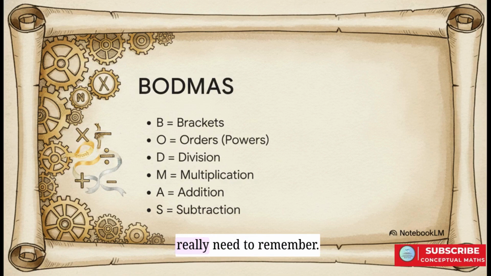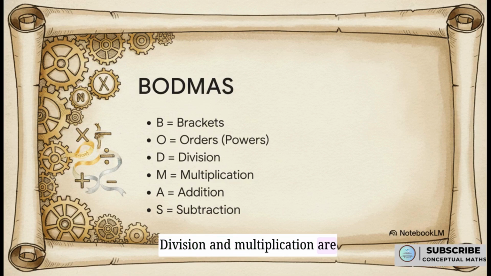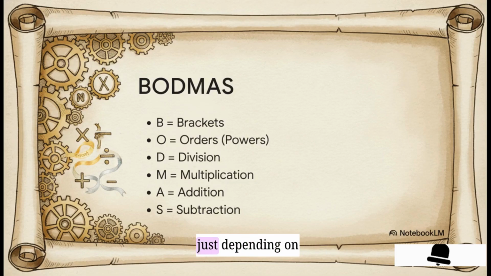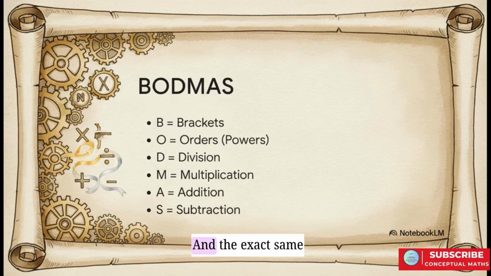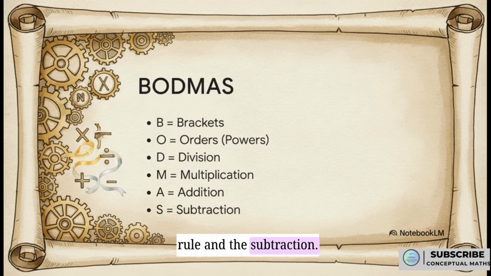Now here's a pro tip you really need to remember. Division and multiplication are basically best friends, so they're always solved reading strictly left to right, just depending on whichever one comes first. And the exact same rule goes for addition and subtraction. They are also just solved by reading left to right.